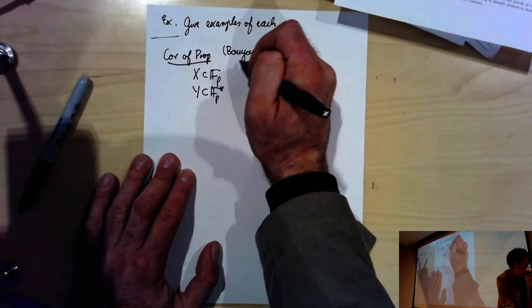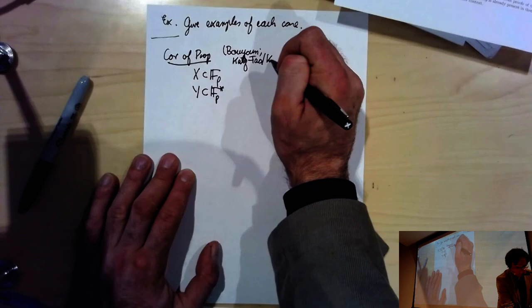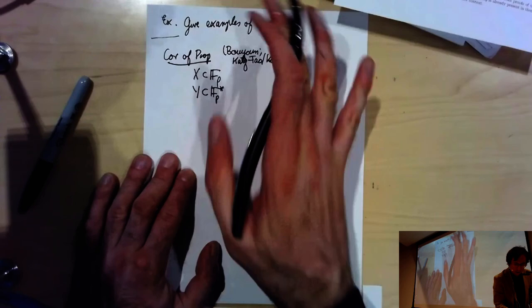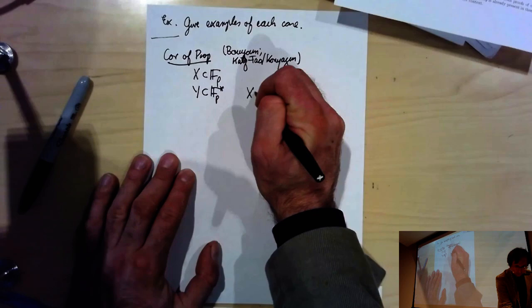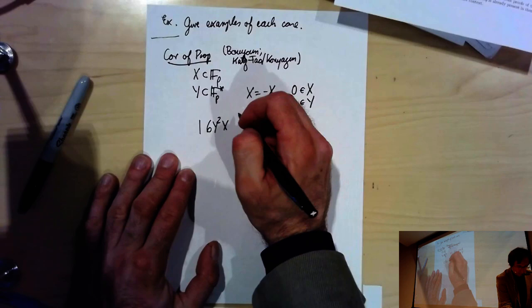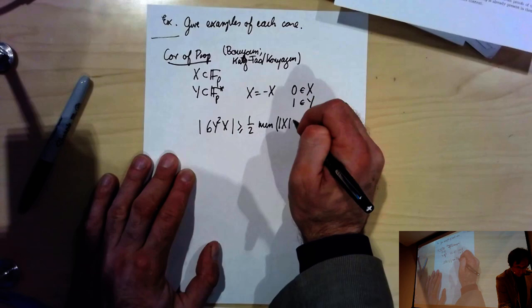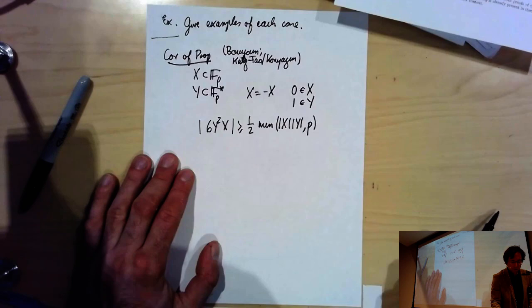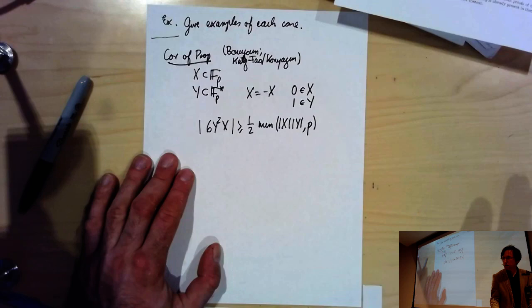Bourgain on the one hand, Katz, Tao, Konyagin. Well, I think Bourgain and Katz-Tao should be on one side. Well, it's a bit complicated, but all of these people were involved, with X minus X. Then you have that 6 times X·Y, meaning this added to itself 6 times, is at least 1/2 min of X, Y, p. Now, you have X and Y, elements of the field, you multiply them, you sum them, and you get something bigger than X or Y. You get something at least as big as a product, unless you're already hitting all of F_p.